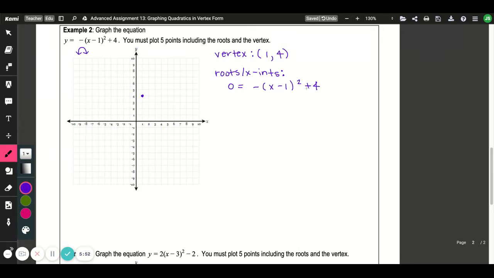So I'm going to isolate that x. I'm going to subtract 4 from both sides. So I get negative 4 equals negative (x minus 1) squared, and on the other side the 4s cancel. To get rid of this negative, I'm going to divide by negative 1, and do the same on the other side. So that makes that positive 4.